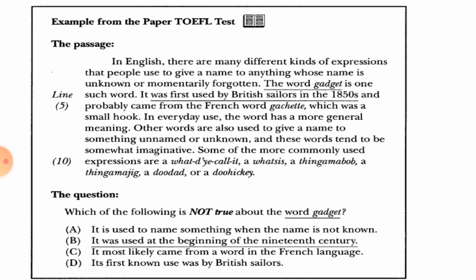In slide 5 here we have a chart that includes information about how to identify, how to recognize unstated detail questions, and where to find the answer, and how to answer the questions.